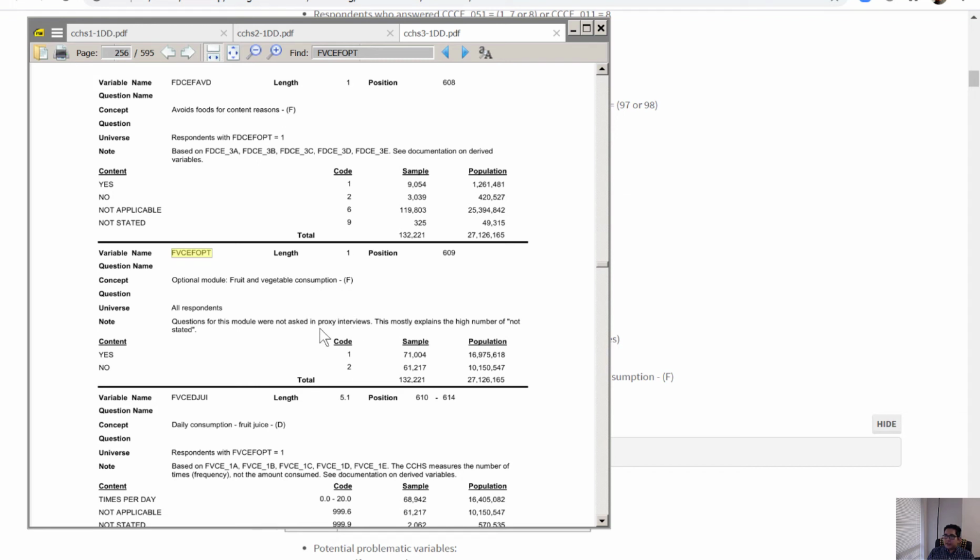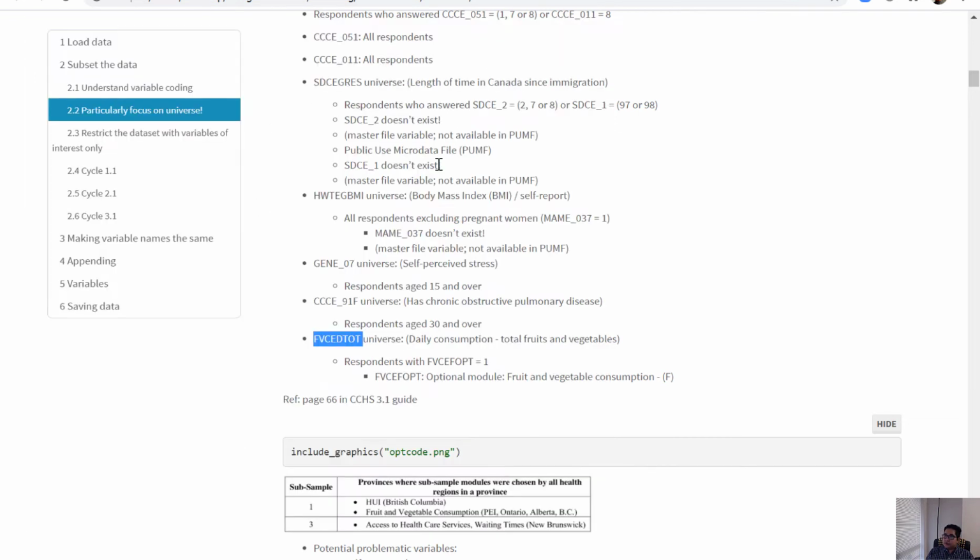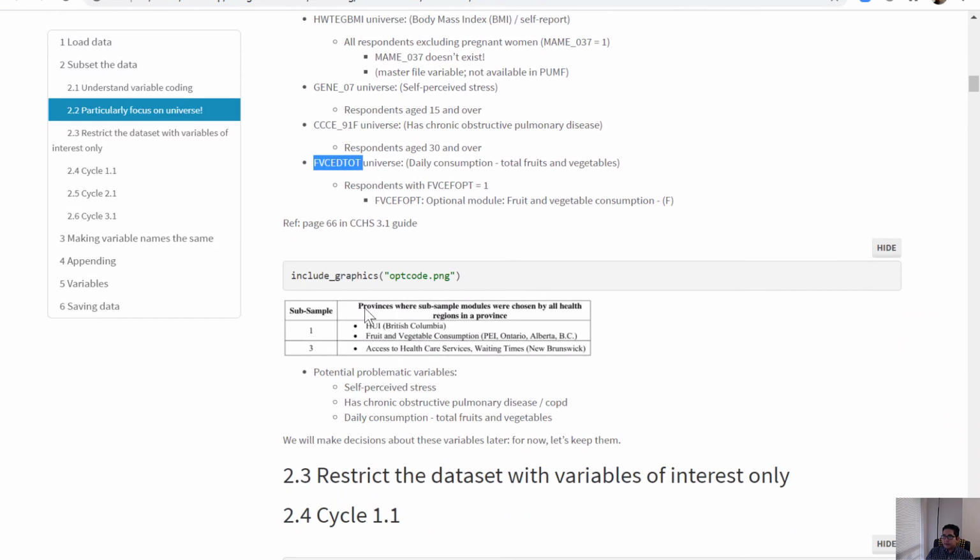So that means what? If you choose this variable, you are at the risk that not all provinces ask this question. Some of the provinces collected this response, but some of the provinces did not. So you again need to make a decision about what you want to do about this. And if you go to the CCHS 3.1 guide in page 66, you will see that fruit vegetable was collected only from PEI, Ontario, Alberta, and British Columbia. For the rest of the provinces, this fruit and vegetable variable was not collected.